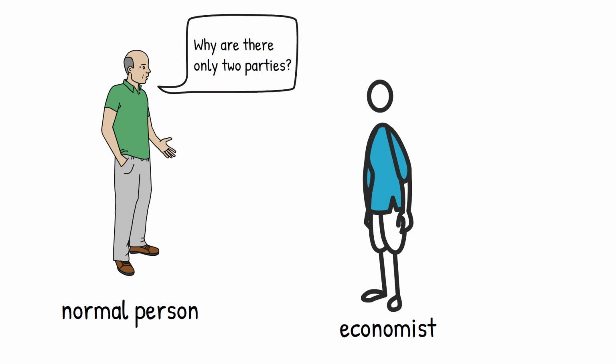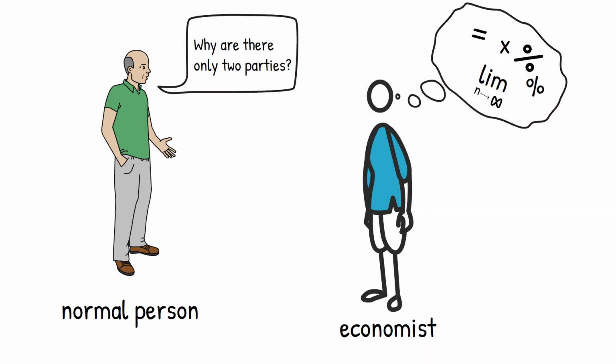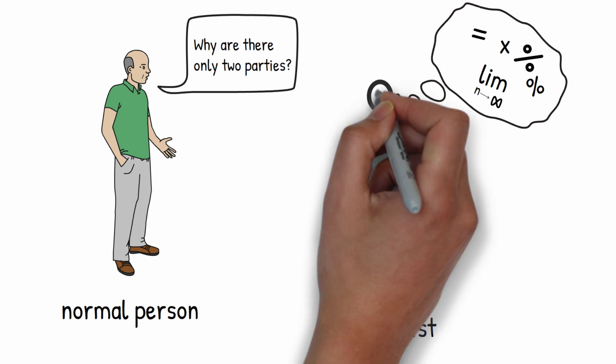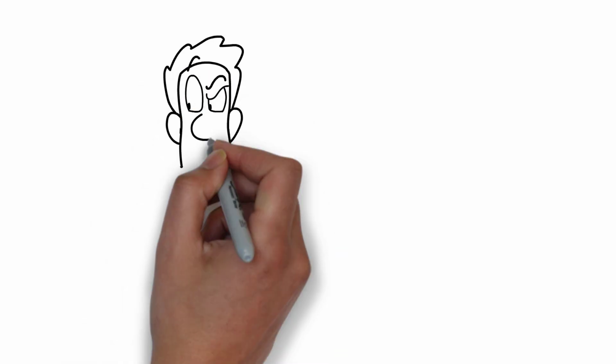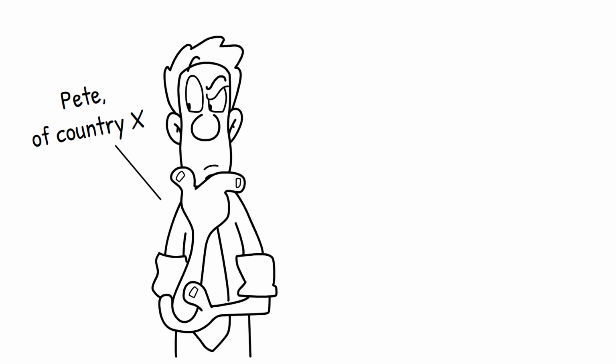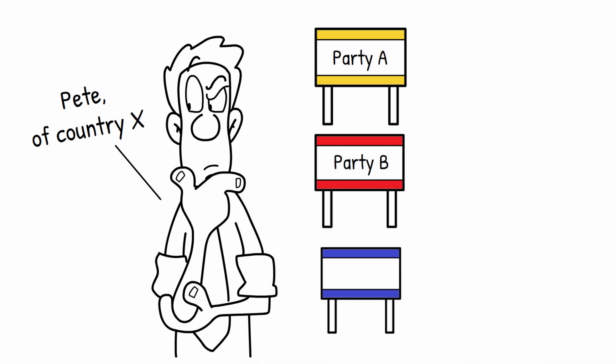As economists, though, we like to bring math into absolutely everything. And it turns out that there is a mathematical proof for Duverger's assertion that under a first-past-the-post system, the number of viable parties will drop specifically to 2. The gist of the mathematical proof is as follows. Let's meet Pete, a rational voter who lives in a country where there are 3 political parties, with the very exciting names of Party A, Party B, and Party C.